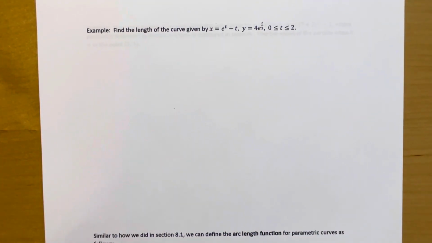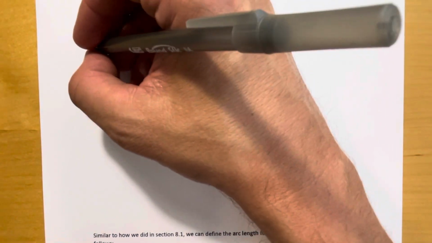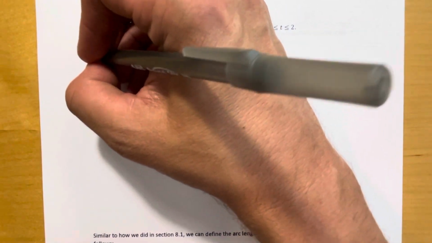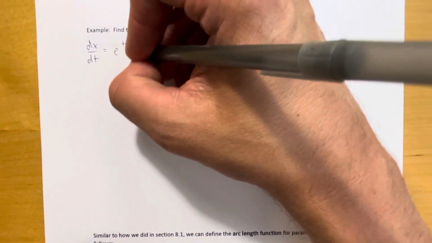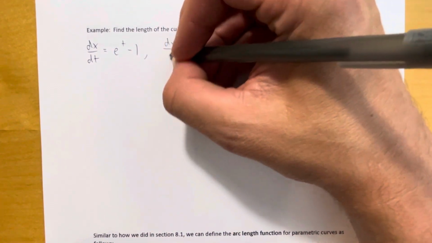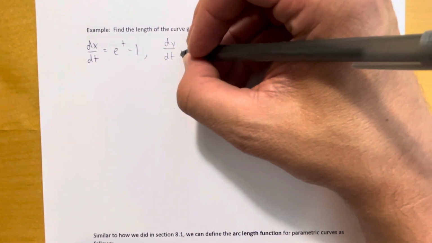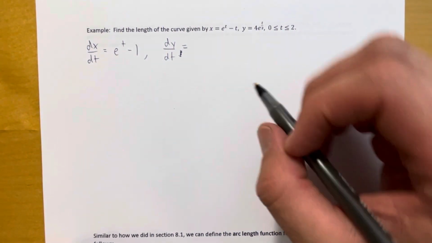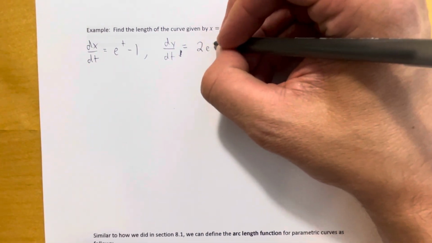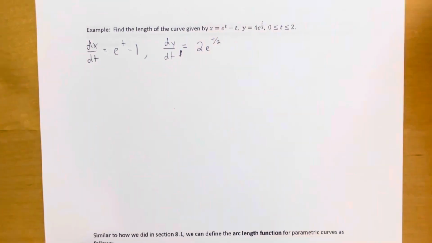So there are some ingredients to compute here. I need to find dx/dt, which is pretty straightforward. It turns into e^t minus 1. I need dy/dt. Also pretty straightforward. This would become 2e^(t/2).